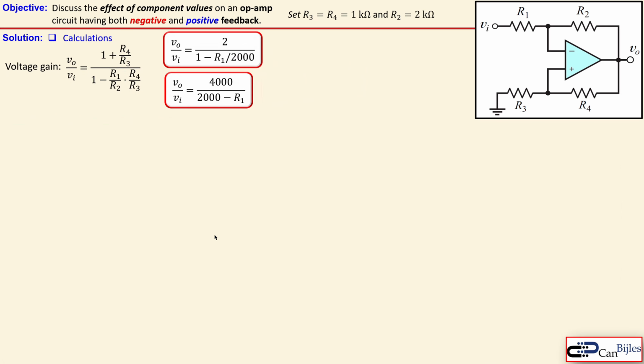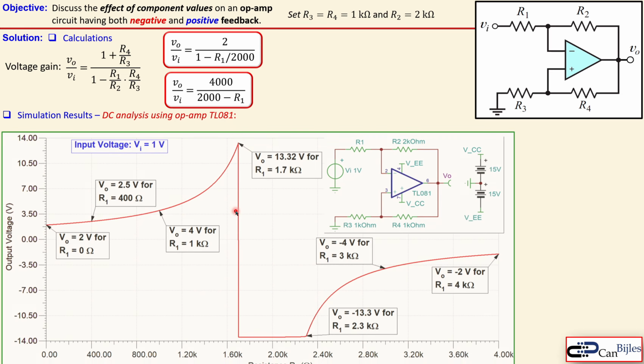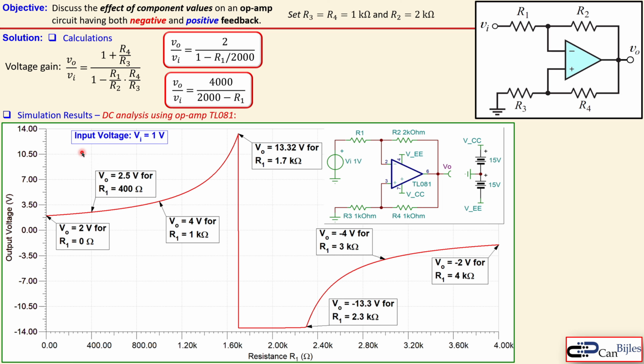Now what happens if the situation is discussed using an actual operational amplifier model? In this case we take a TL081. Now the situation will change a lot. We have now the input again as 1 volt. Again we sweep our R1 here from 0 to 4 kilo ohms. So actually nothing changed, just the operational amplifier, and the operational amplifier is here powered by plus and minus 15 volts. You see that here. And this is the TL081 in the SPICE simulator.